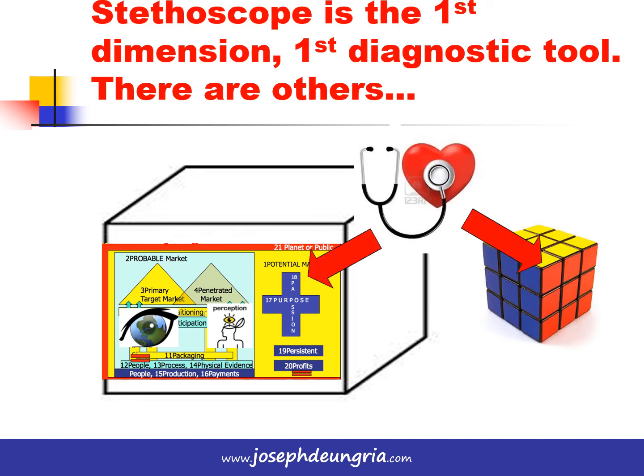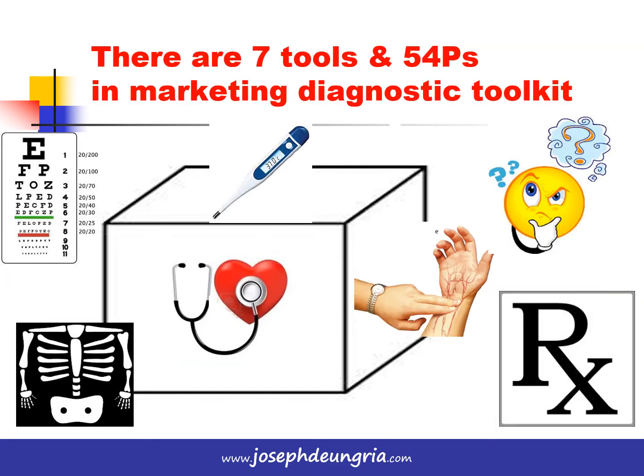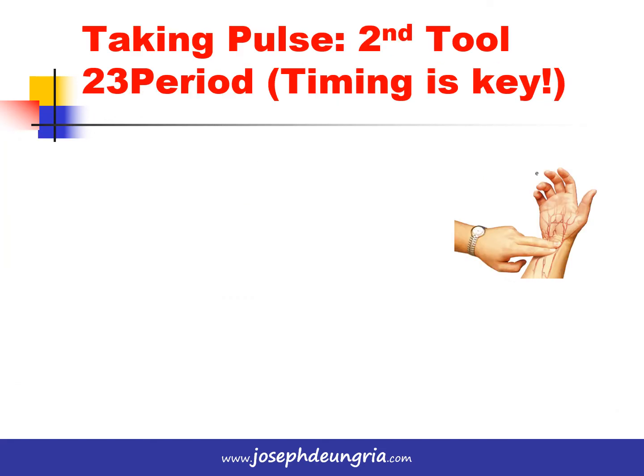So what are the next dimensions of our model? Our marketing diagnostic toolkit will have several dimensions. We go to the second dimension, which is related to the period, because timing is key. Okay, so it's like taking the pulse of a patient. Here you take account, okay, what period are we talking about?